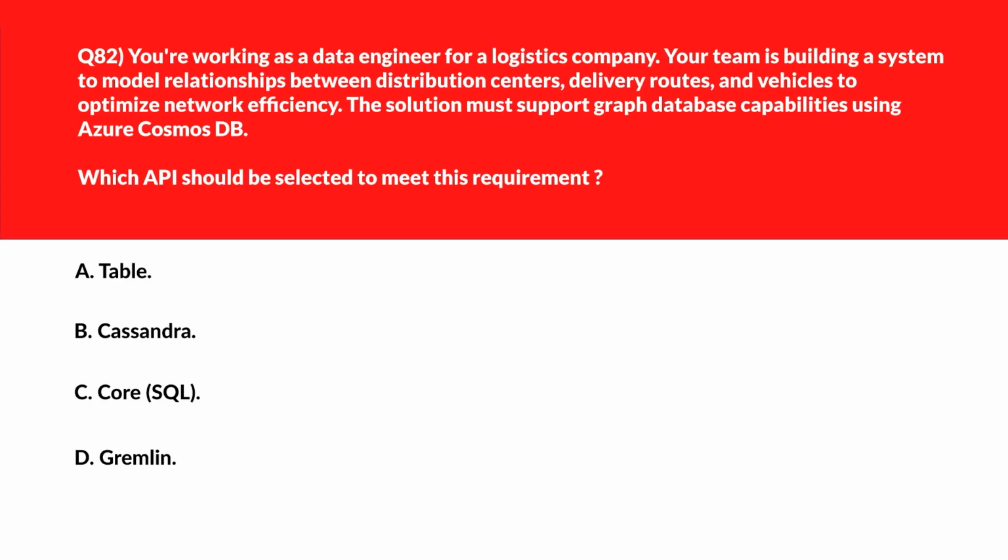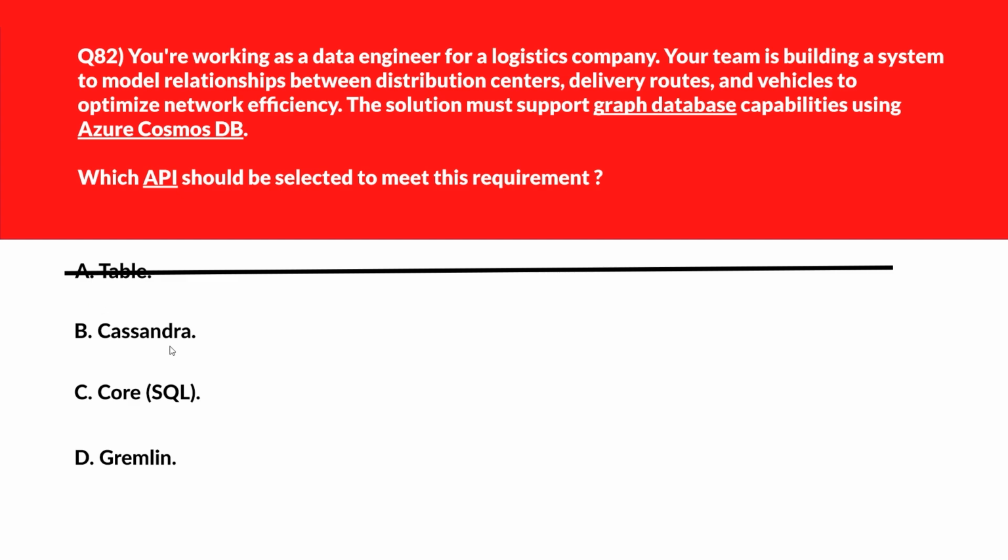Alrighty, here we go with an interesting question. This is all about graph database. Option A says table. Table API handles flat key value pairs, not graph relationships. Incorrect. We'll move to B. B says Cassandra. Cassandra API supports wide column formats, not graph traversal. Wrong choice. Option C says Core SQL. Core SQL API stores JSON documents, not graph structures.